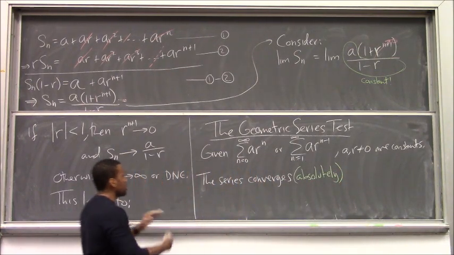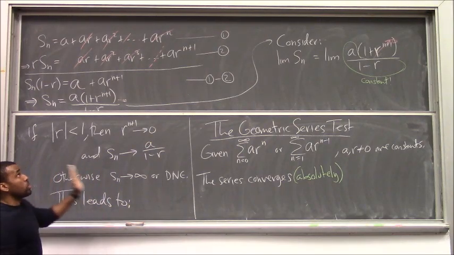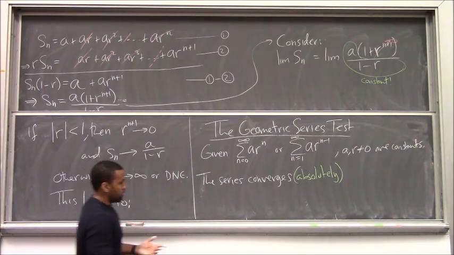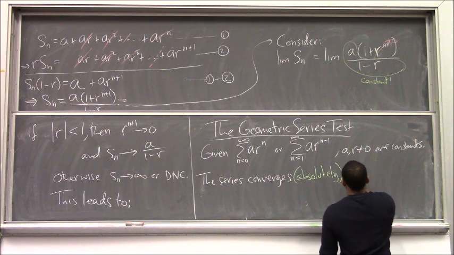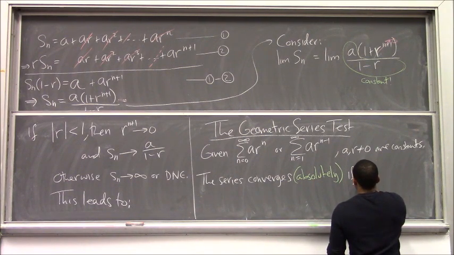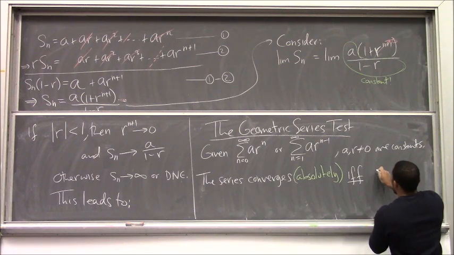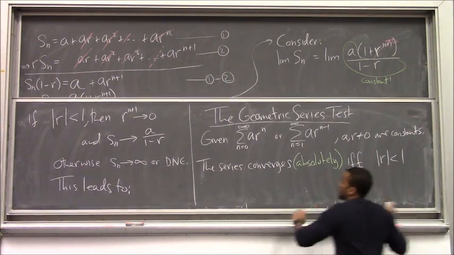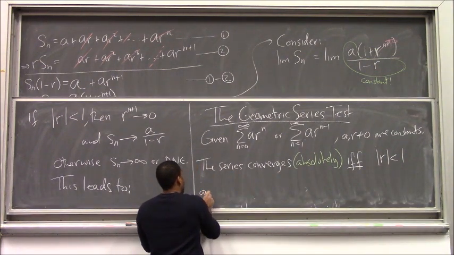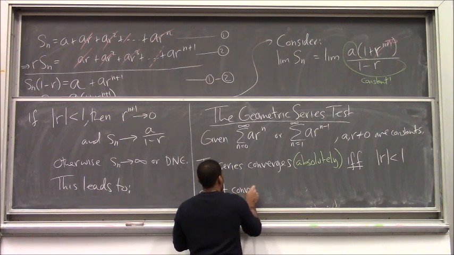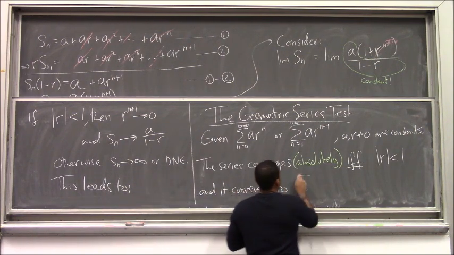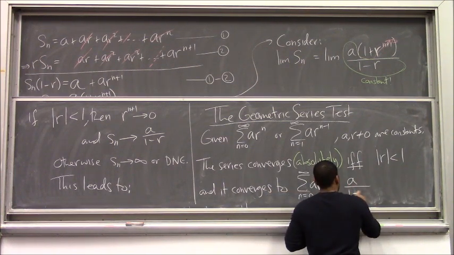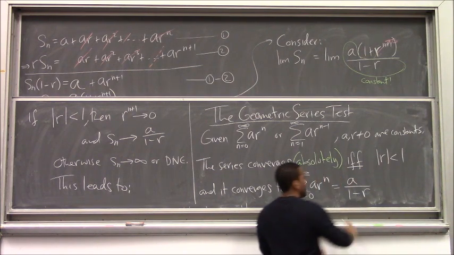Because whether I was strictly between positive 1 and negative 1, even if I was negative, it would still approach 0. The result would actually be the same. It converges absolutely if and only if r is less than 1 in absolute value. And it converges to a over 1 minus r. That's always what it's going to converge to.